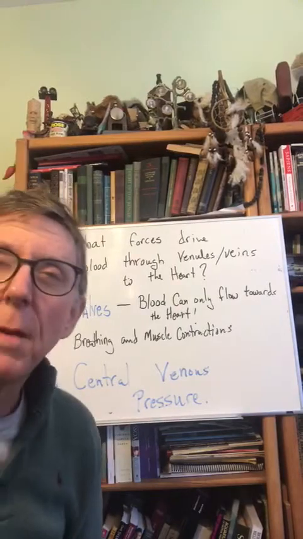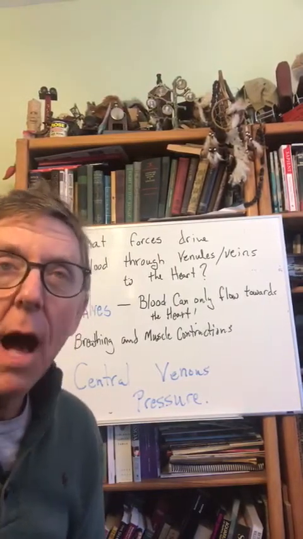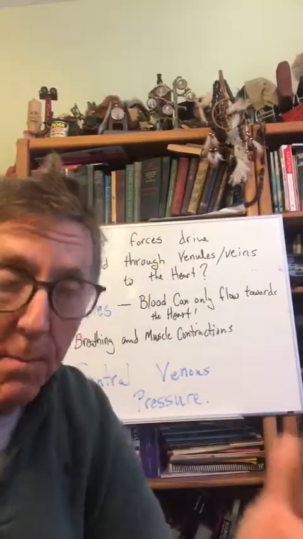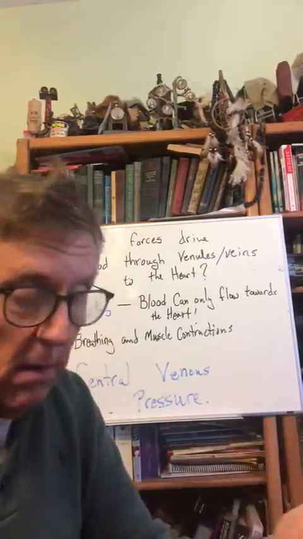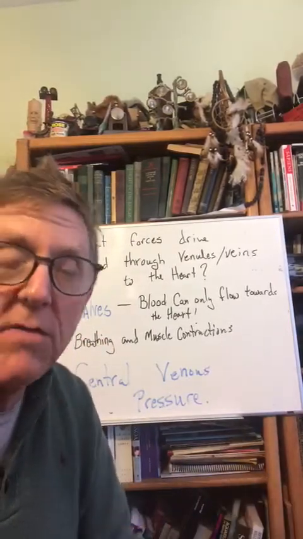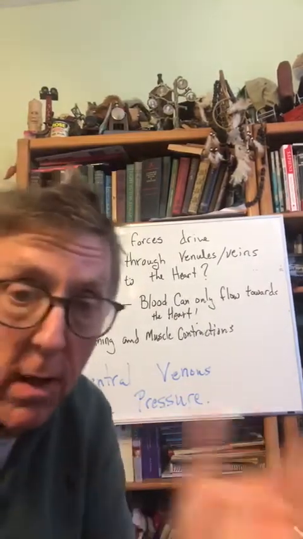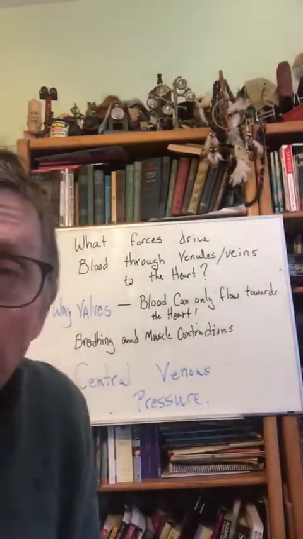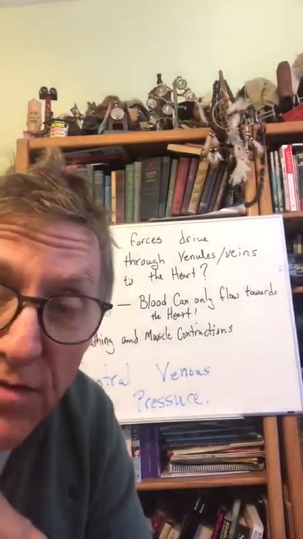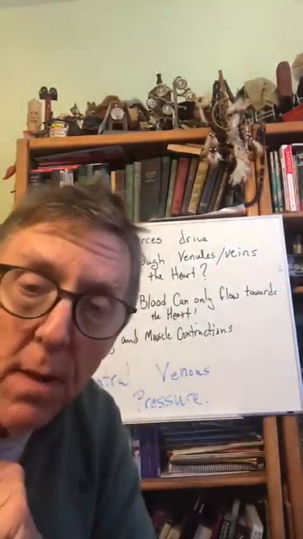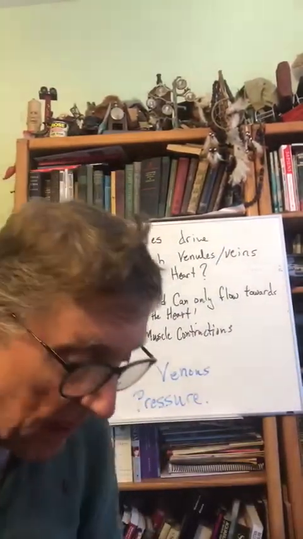Now, where is the blood at any given time in this system? We have arteries, arterioles, capillaries, venules, and veins. Most of the blood, as you can see on the slide, hopefully you're looking at the PowerPoints, is in veins. At any given time, most of the blood is found in the veins.